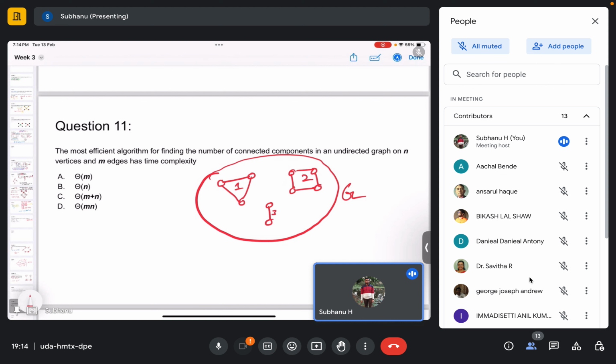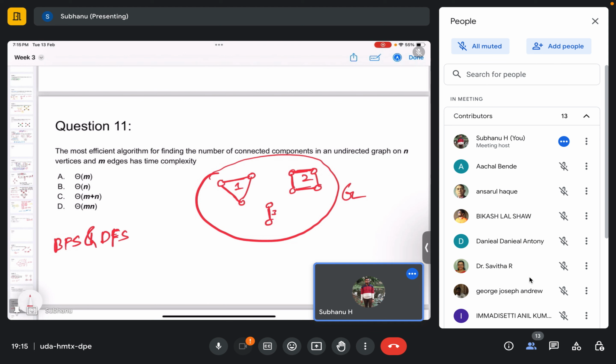here, from here you will go to one of the distance, and from here you will go to find one of the distance. But this will not be possible. So BFS and DFS both can find the number of connected components. Using BFS you can visit all the nodes, and using DFS also you can visit all the nodes.